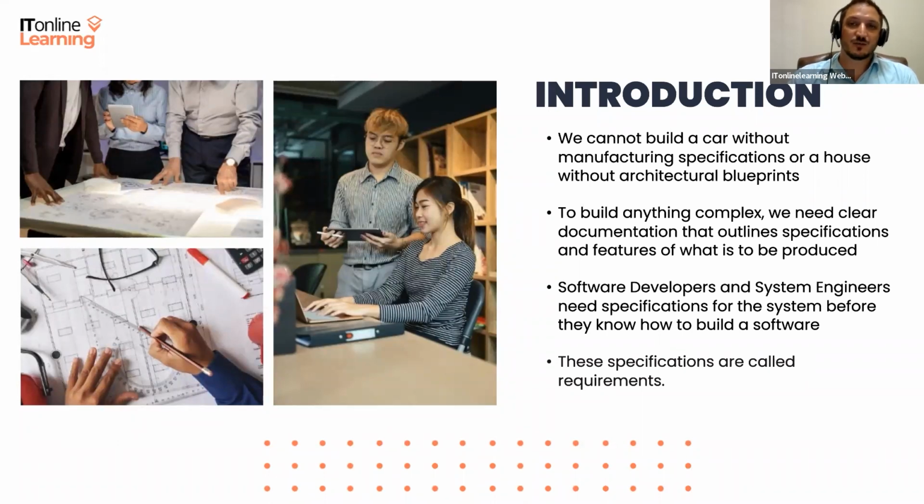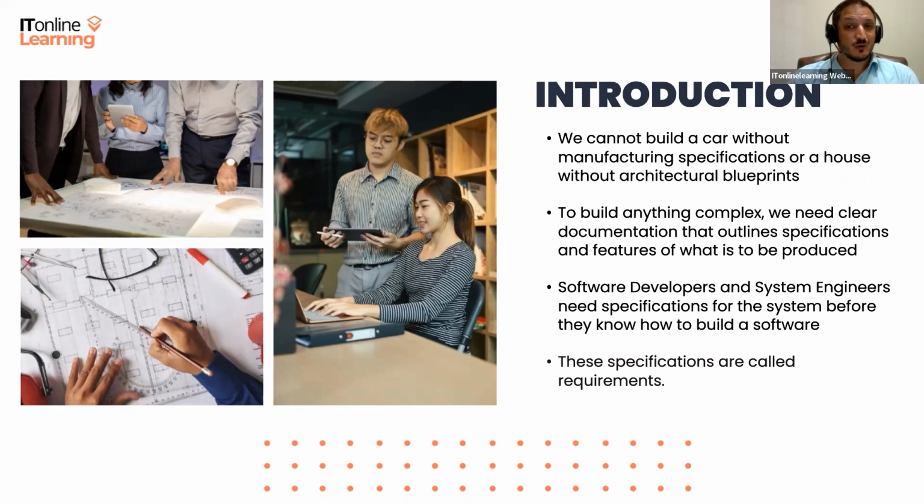If the engineers and manufacturers of the vehicles or the builders of the houses did not have these specifications, the house simply would not be able to be built, or the car would not be able to be created. We simply need to know what needs to go into these products before we can actually build them. What we can say is that to build anything complex, we need clear documentation that outlines the specifications and features of what needs to be produced.